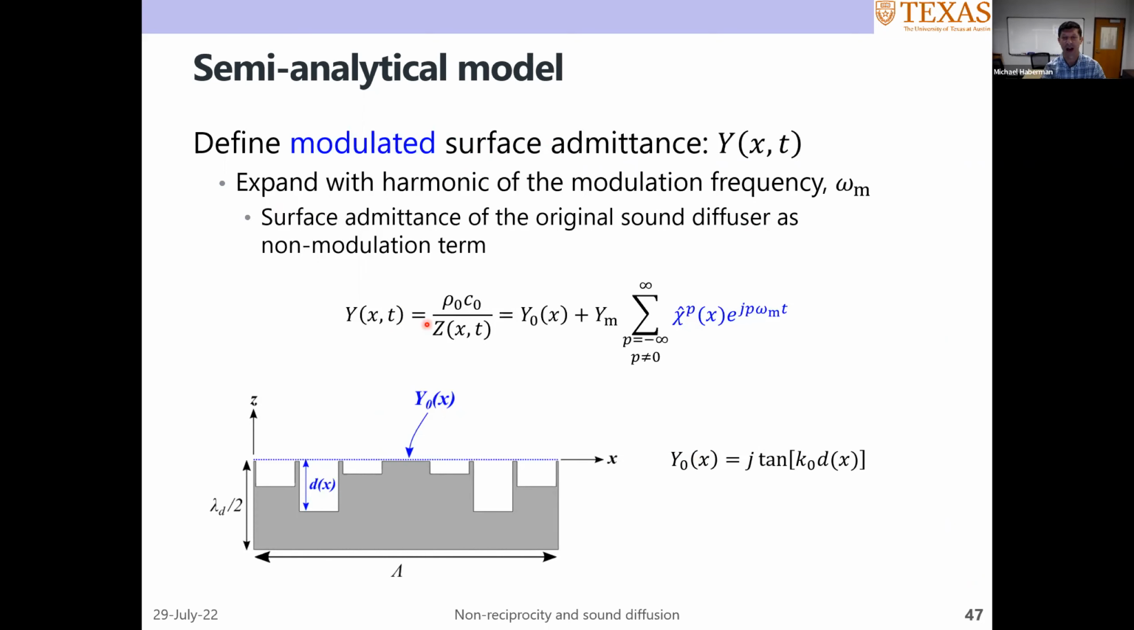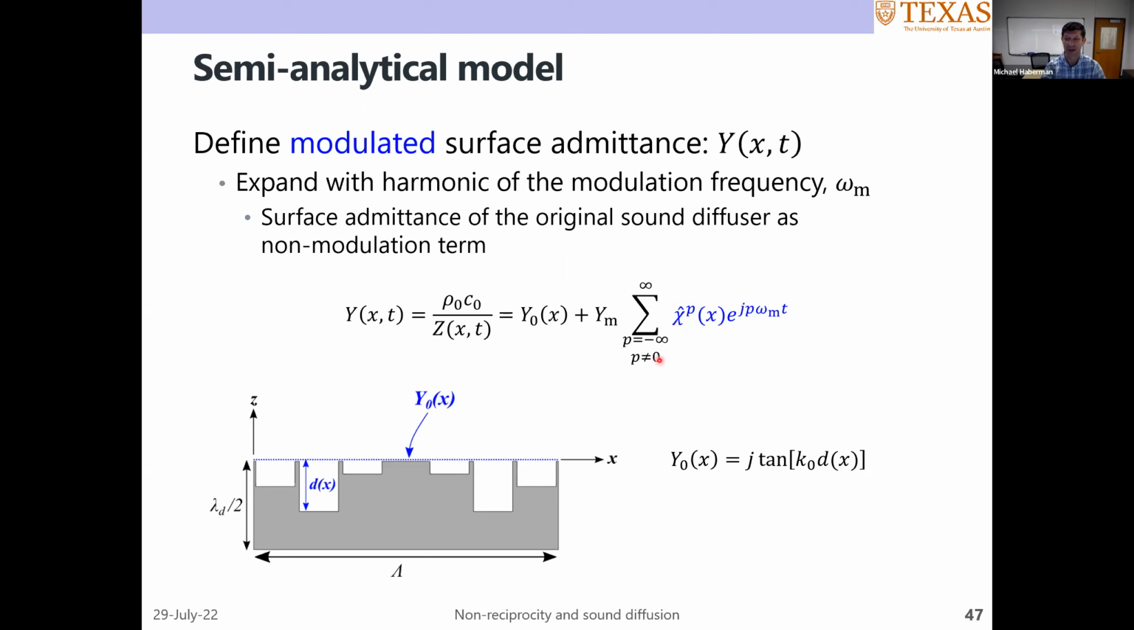So in order to do that, we're actually going to expand the surface input admittance. In this case, it's normalized by the background impedance. The admittances are reciprocals of each other, the admittance being the reciprocal of the impedance. So we're going to write that as some expansion where we can define a modulation function chi of P also as a Fourier series.